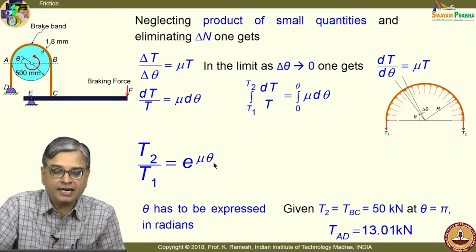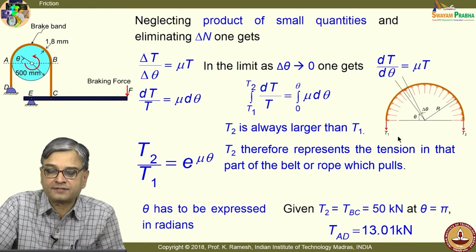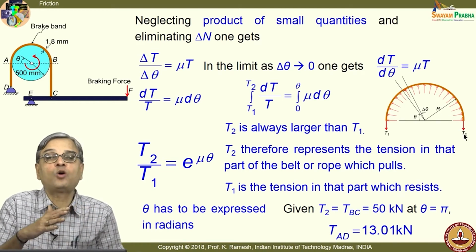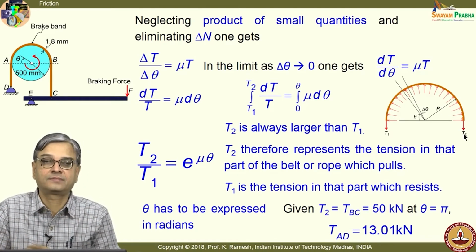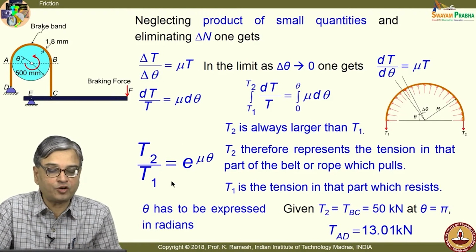Okay. Let us reflect upon this expression. See, in our labeling, what we have done is, we have cleverly put T1 on this side and T2 on this side, knowing fully well how I want to get the result. In our expression, when I write T2 by T1 equal to e power mu theta, the expression also tells you T2 is always greater than T1.